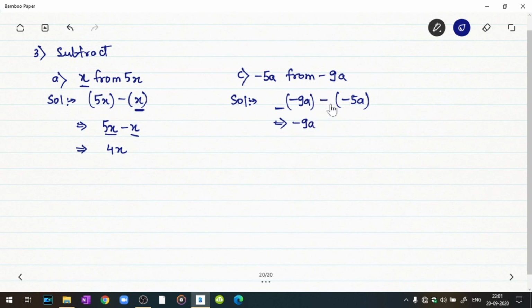As we have a minus sign before the bracket, the term with the negative sign will change to a positive sign. So this minus 5a will change to plus 5a. Now we will find the difference of the numerical coefficients as the signs are different. So when you subtract 5 from 9, you will get -4. Now write the answer as a product of this number along with the literal coefficient. So you have -4a as your answer.